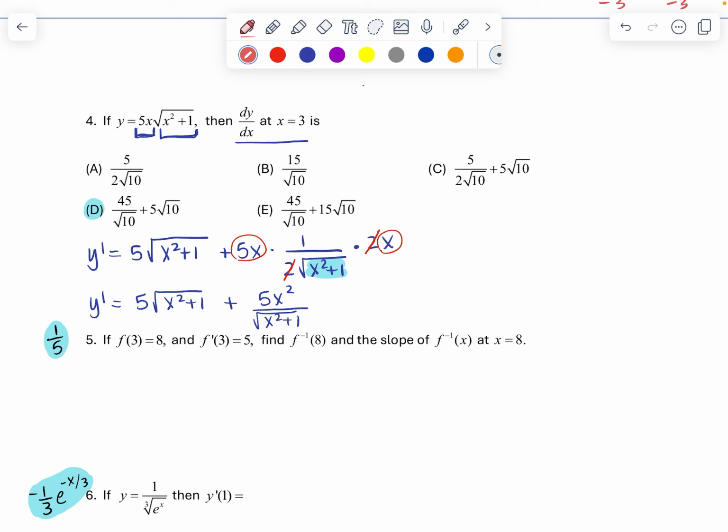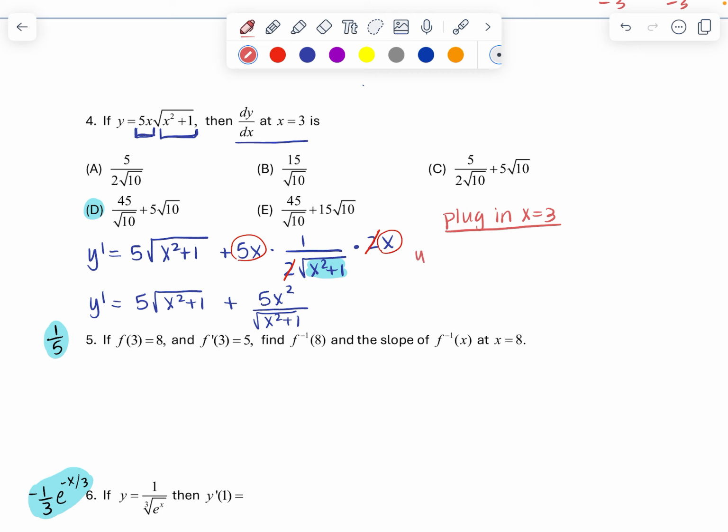But I'm not quite done yet. I still need to plug in x equals 3. And looking at the answers, this is not pretty. And I apologize. This is one of the ones that I typed up wrong when I was doing. So I messed up part D. And then when I was doing it, there was no answer.